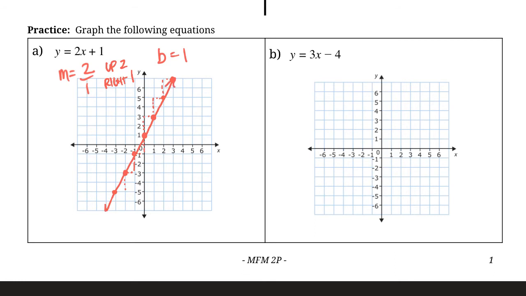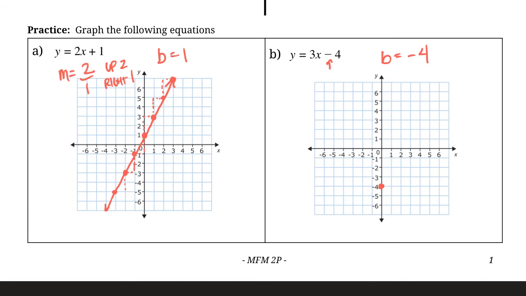The next one is very similar, so try it yourself again before going on to the solution. So this one is a little bit different because the b, the y-intercept, is actually negative 4. See how there's a minus there? That tells us that b is negative 4. And what does that mean? Well, all it means is that our y-intercept is at negative 4 instead of positive 4. It's allowed to be a negative value. There's nothing wrong with that.